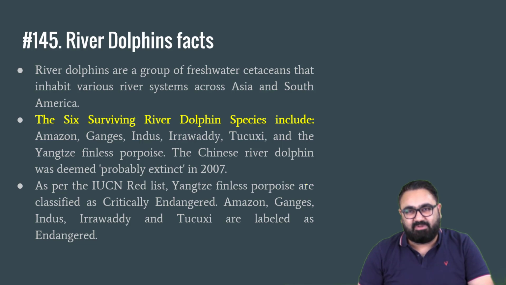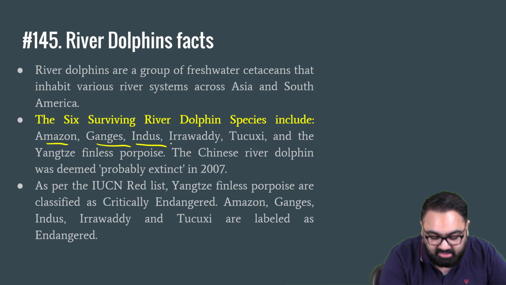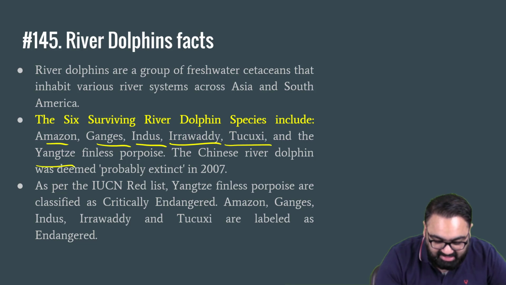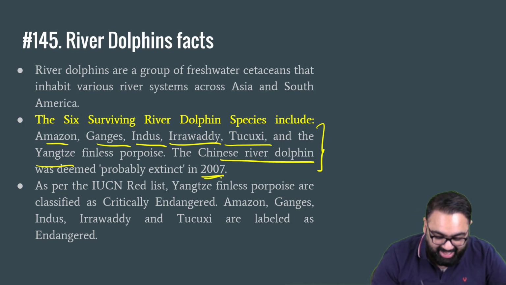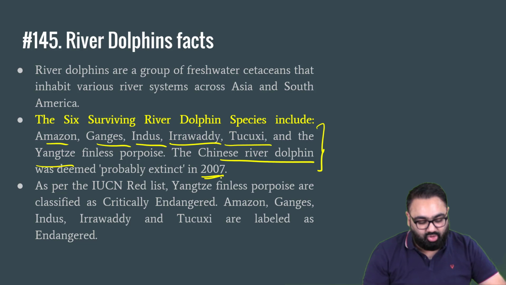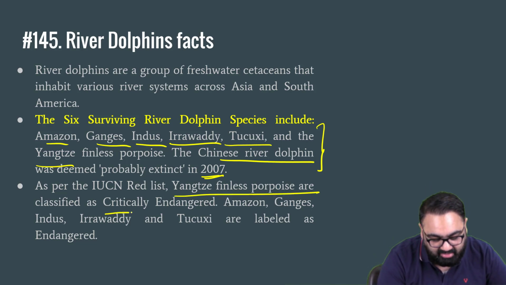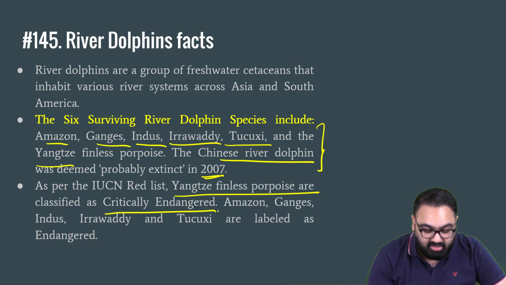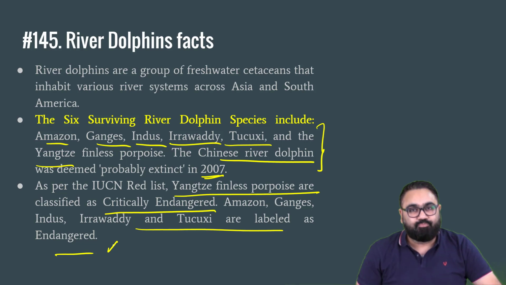As I said, there are 6 species of river dolphins that remain now: Amazon, Ganges, Indus, Irrawaddy, Tucuxi, and Yangtze. These are the 6 that remain. The Chinese river dolphin was deemed probably extinct in 2007. So do remember, out of this, the Yangtze finless are the ones that are recognized as critically endangered, while the other ones are labeled as endangered.